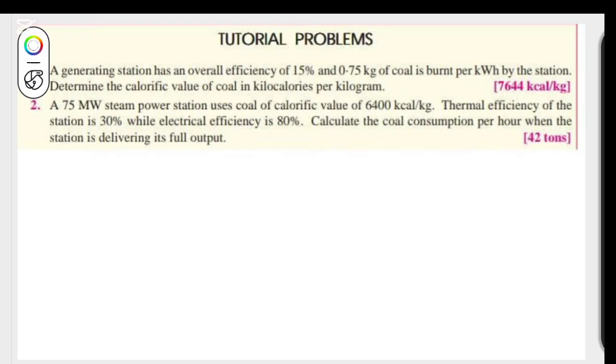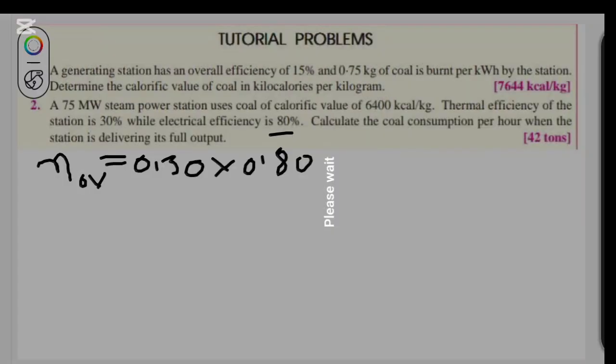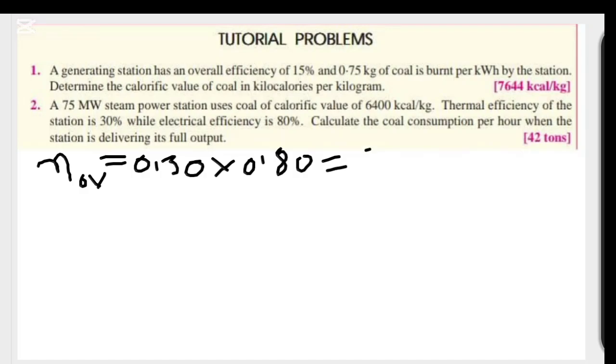I am going to first calculate the overall efficiency. The overall efficiency is the same thing as 0.30 multiplied by 0.8, because I divide this by 100 and also divide this by 100. So this will be equal to 0.24, and it is the same thing as 24%.